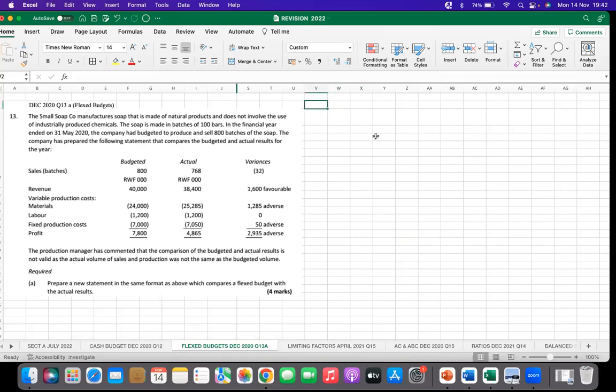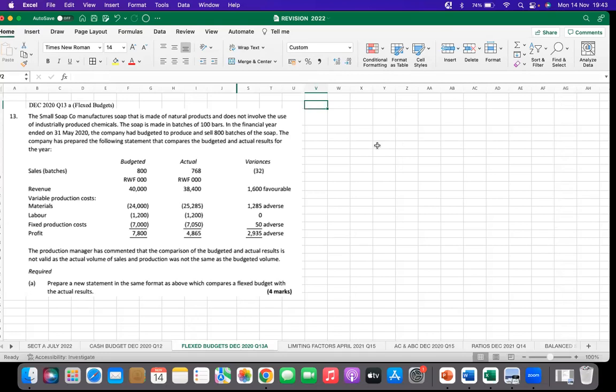So the question reads, the small soap company manufactures a soap that is made of natural products and does not involve the use of industrially produced chemicals. The soap is made in batches of 100 bars and the financial year ended on 31st May 2020. The company had budgeted to produce and sell 800 batches of soap. The company has prepared the following statement that compares the budgeted and actual results for the year. So there is the budgeted and there is the actual and then there is the variance.